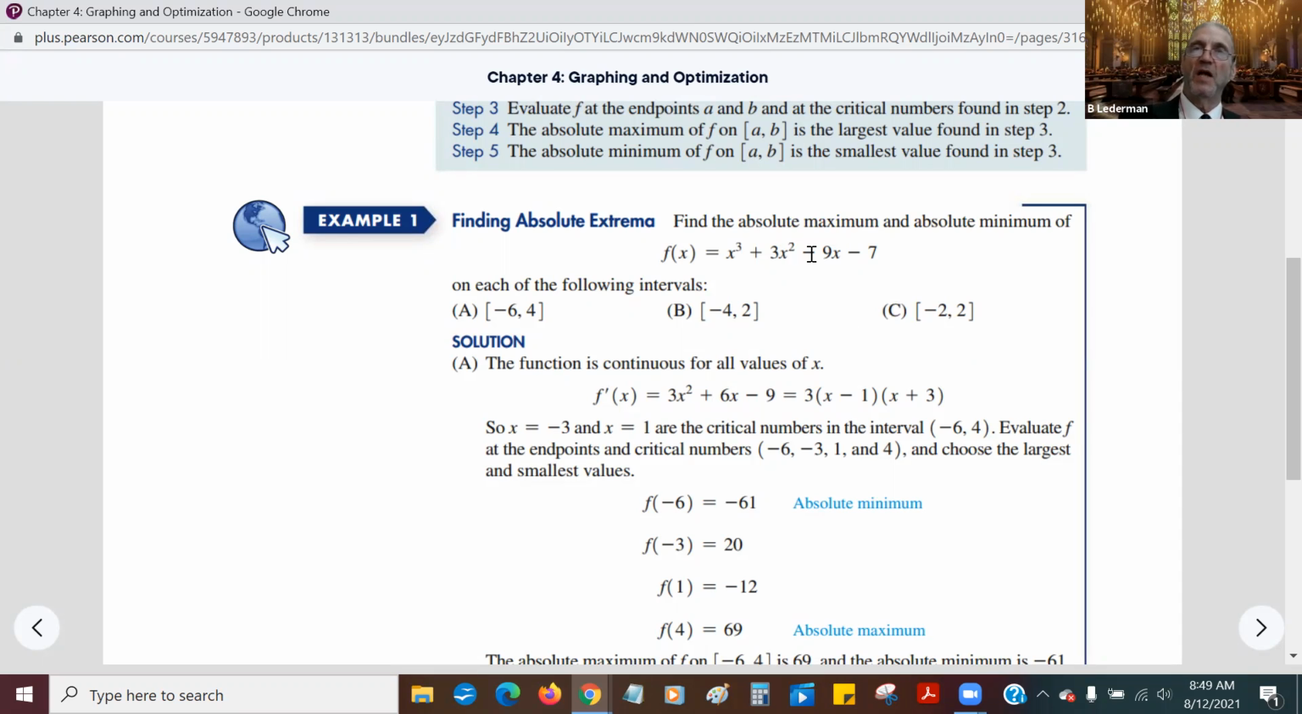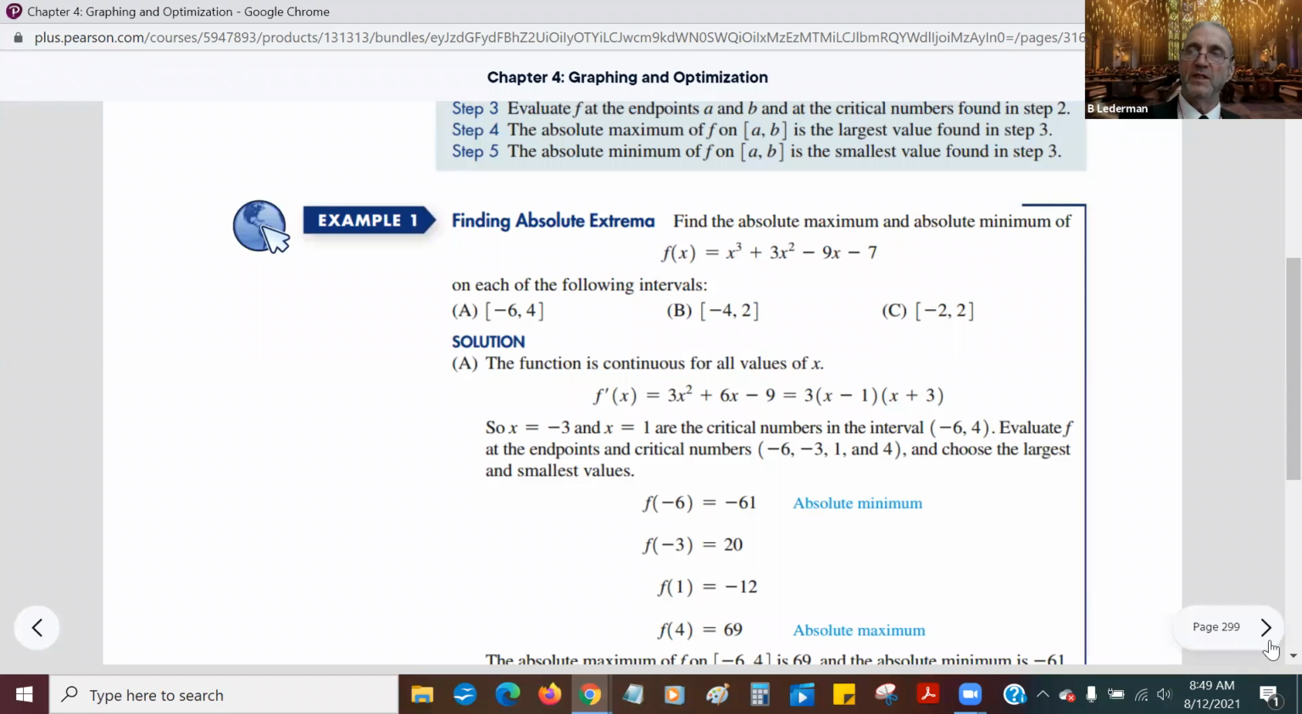Anyway, we know it's continuous. Polynomials are always continuous, and differentiable, and defined and everything. So we take the derivative. F prime is 3x squared plus 6x minus 9, which I can factor as 3 times x minus 1, x plus 3, which means +1 and -3 are the critical numbers.